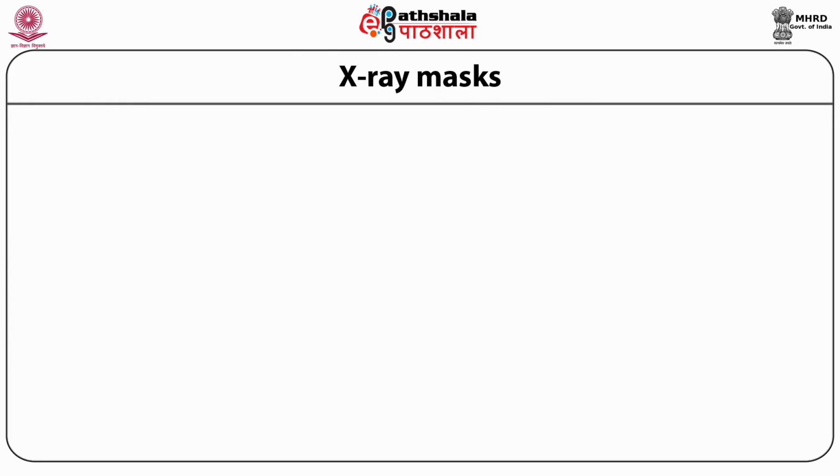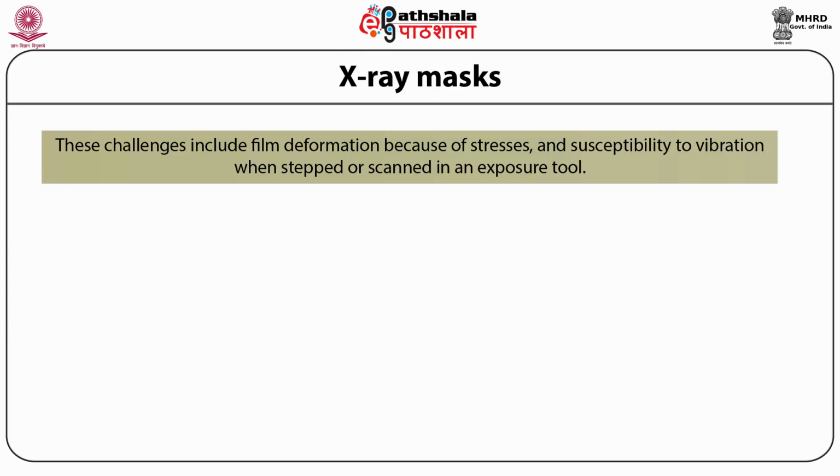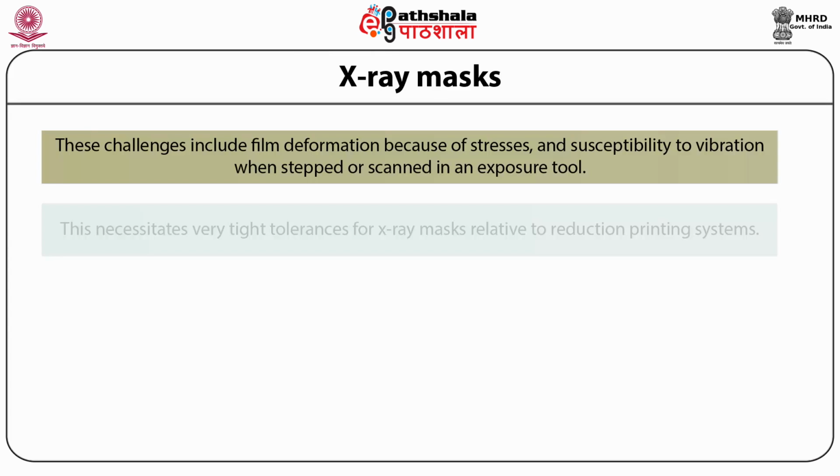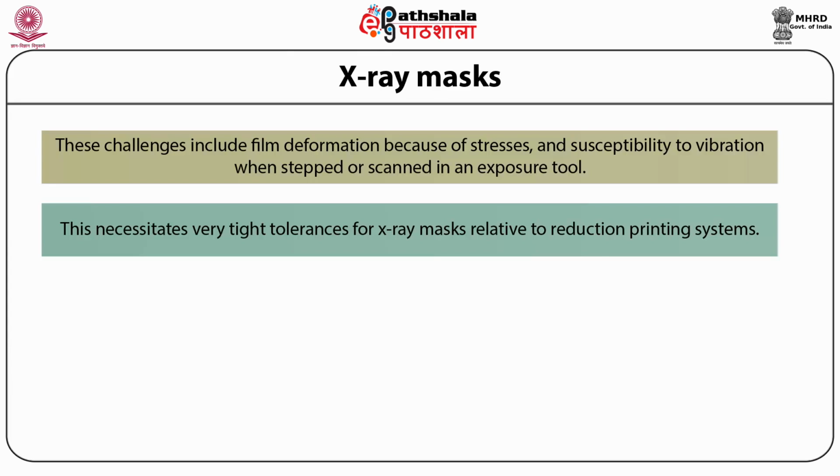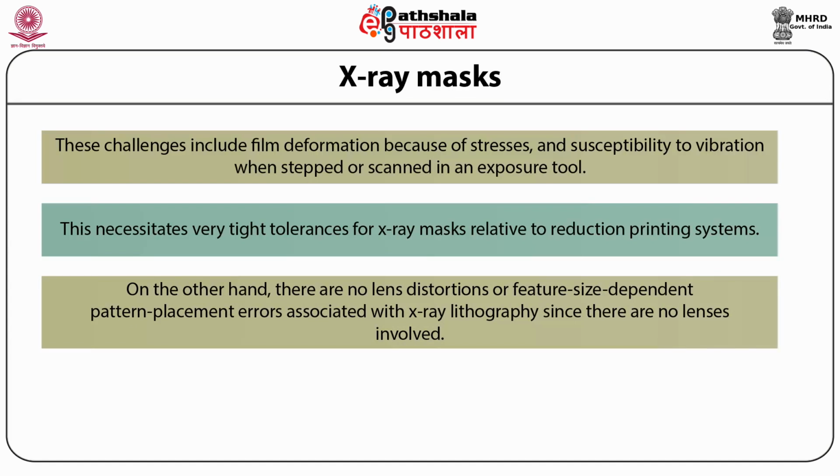The use of thin membranes in X-ray masks presents many challenges. These challenges include film deformation because of stresses and susceptibility to vibration when stepped or scanned in an exposure tool. The mask can also be deformed, which is problematic in X-ray lithography, given that the imaging is 1:1 printing with no reduction. This necessitates very tight tolerances for X-ray masks relative to reduction printing systems. On the other hand, there are no lens distortions or feature size dependent pattern placement errors associated with X-ray lithography since there are no lenses involved.